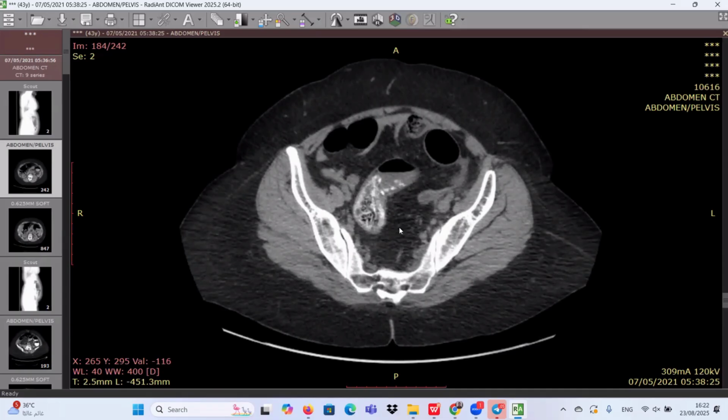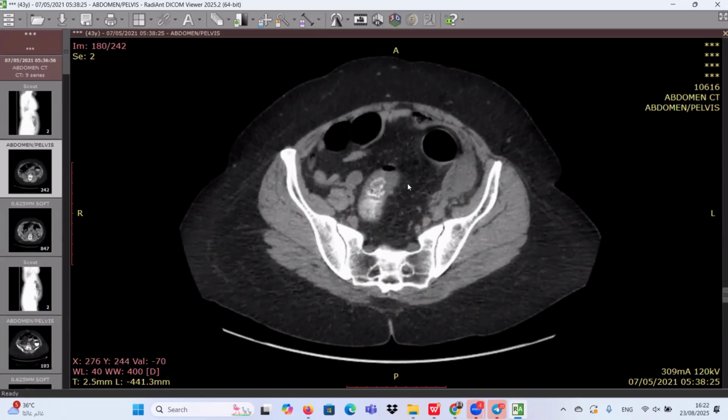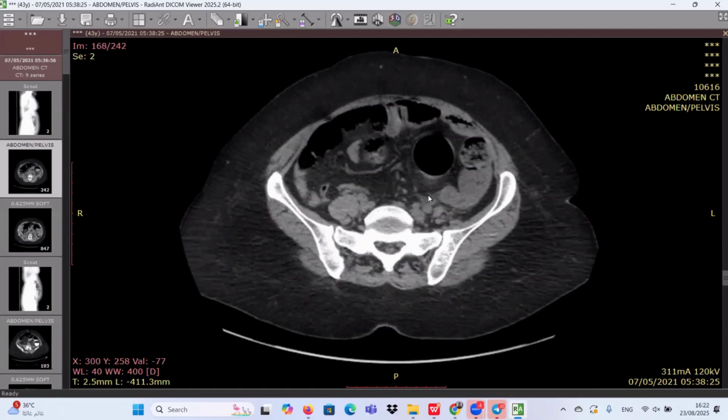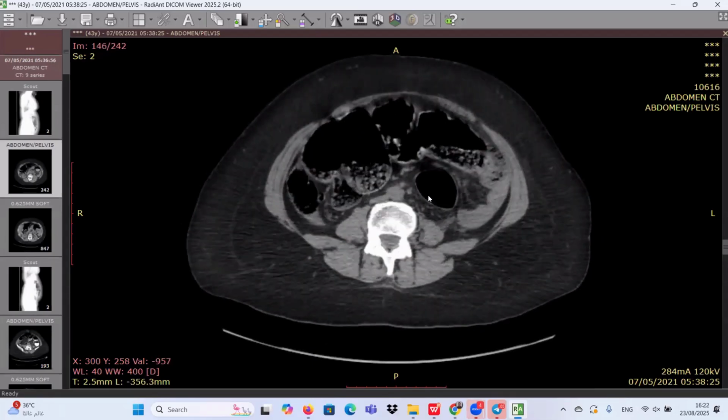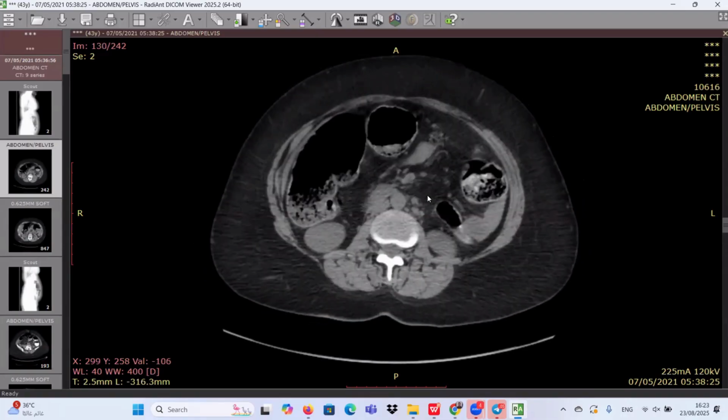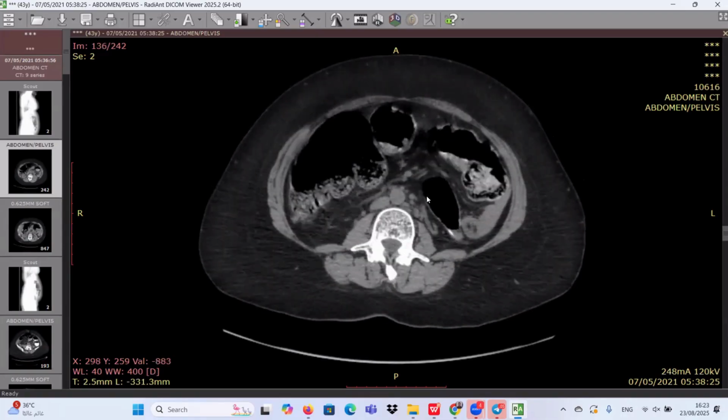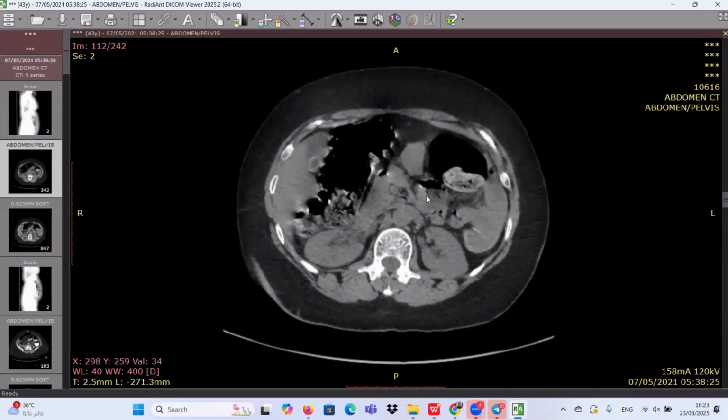But we need to get more extra findings in this case. Can we check the whole scan, please? It may be helpful for you. Can we check the rest of the exam? Can we check the chest? Yes, sir, we will go through the rest of the scan as well. I'm going towards the chest.